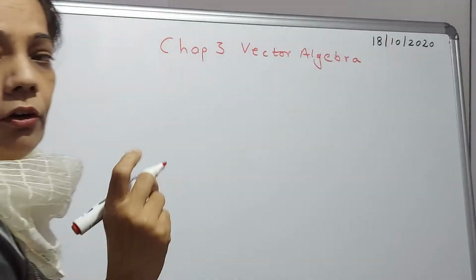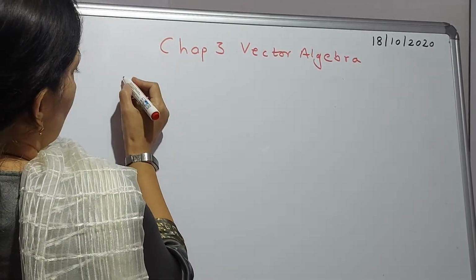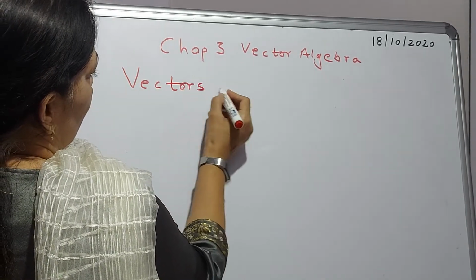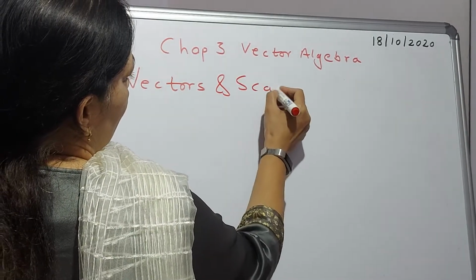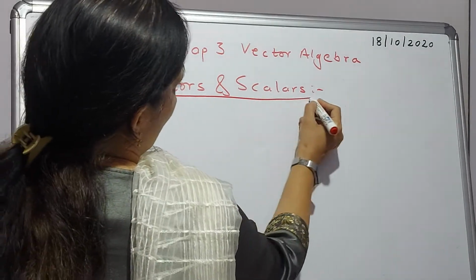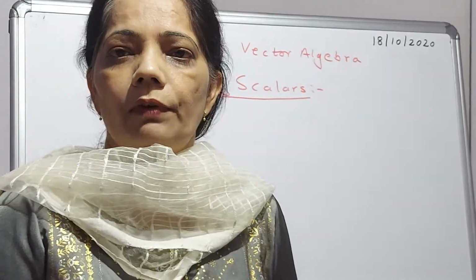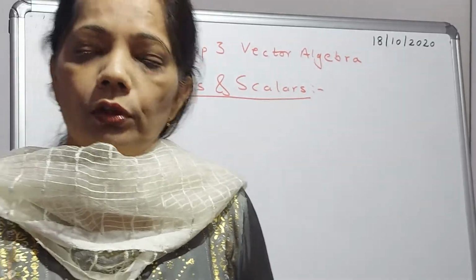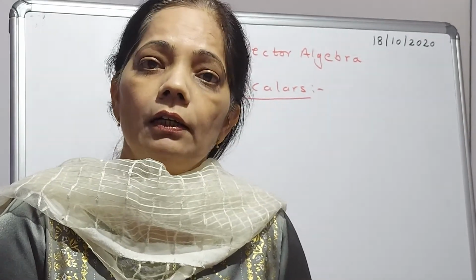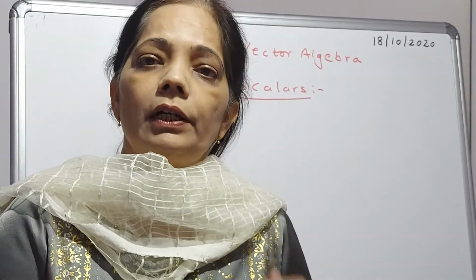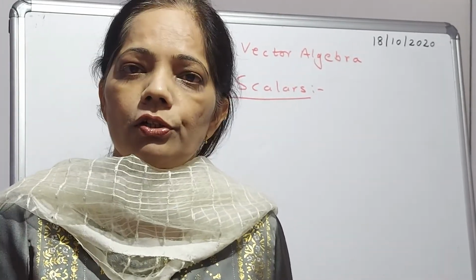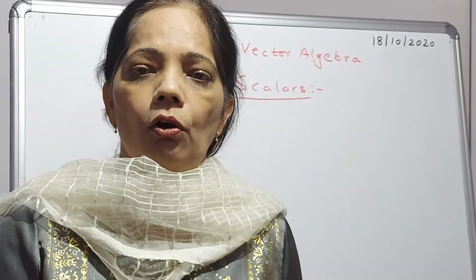Correct? In this introduction, first is vectors and scalars. So first, as you are studying vectors and scalars from your junior college days, everybody knows the definition of a scalar. What is the definition of a scalar? The definition of a scalar is the physical quantities, correct, which depend only on magnitude and no direction. These quantities are called scalars.